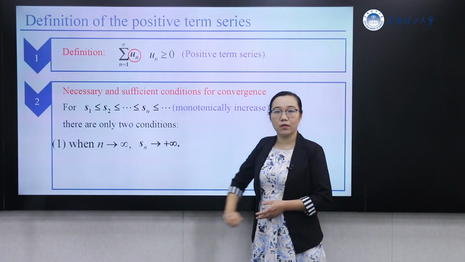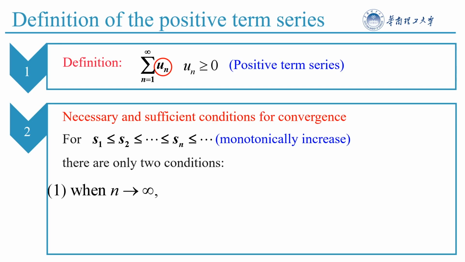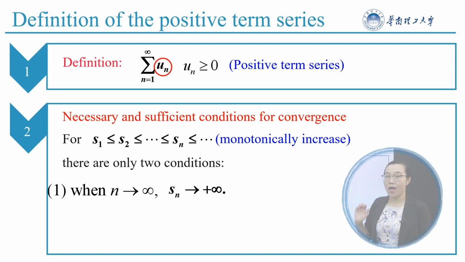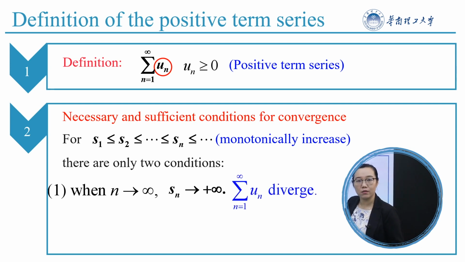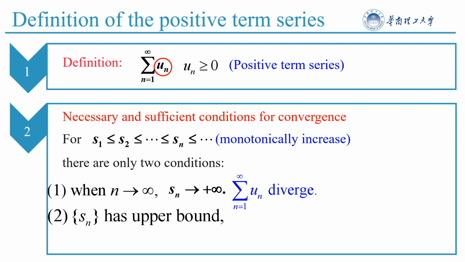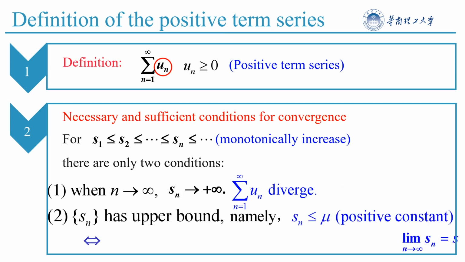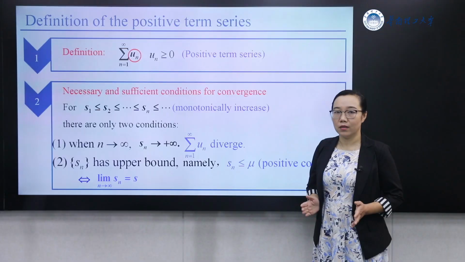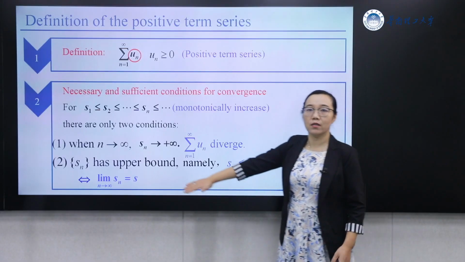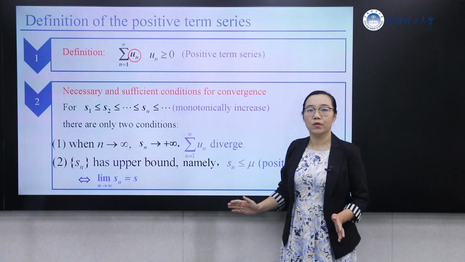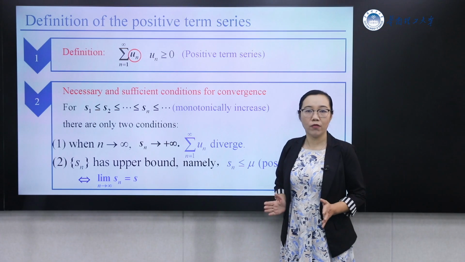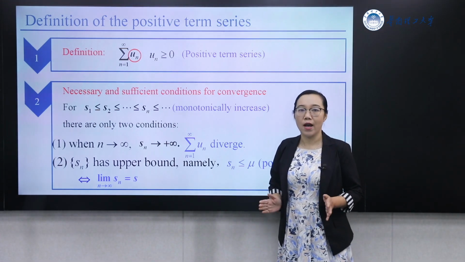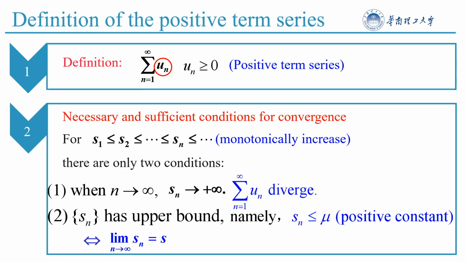Condition 1, if as n tends to positive infinity, Sn tends to positive infinity, which means the series diverges. Condition 2, the partial sum Sn has an upper bound, namely Sn is less than or equal to mu, where mu is some positive constant. Equivalently, the limit of Sn is S.